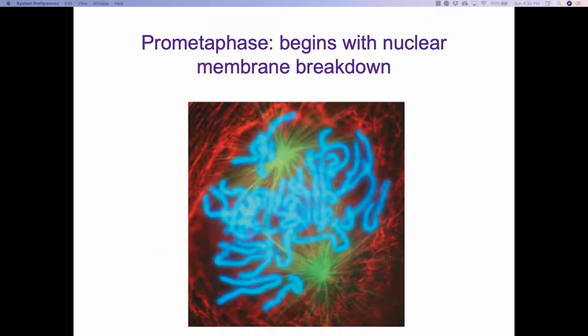The transition between prophase and prometaphase is marked by the loss of the nuclear membrane. So the nuclear membrane essentially starts to break down. And by doing so, it releases the chromosomes which have been condensing into the cytoplasm. And this allows the chromosomes to interact with the microtubules in the cytoplasm to start to form connections and begin to build the spindle.